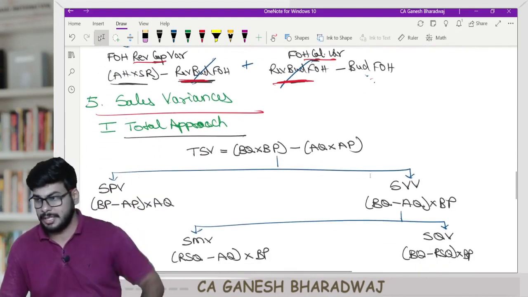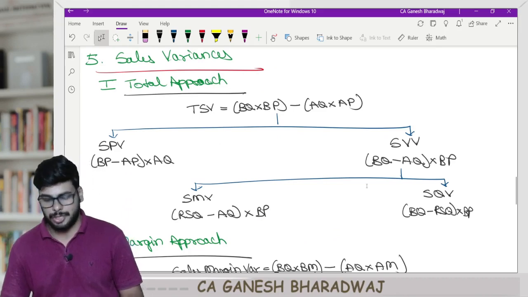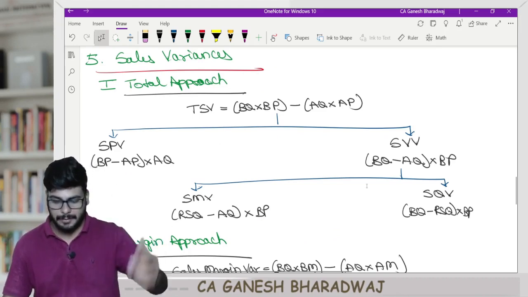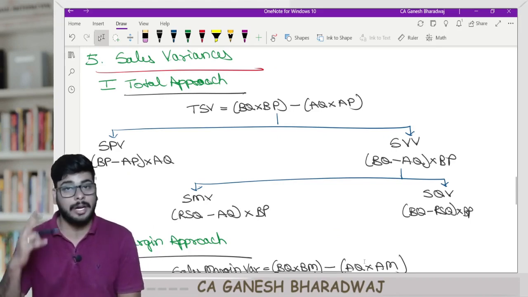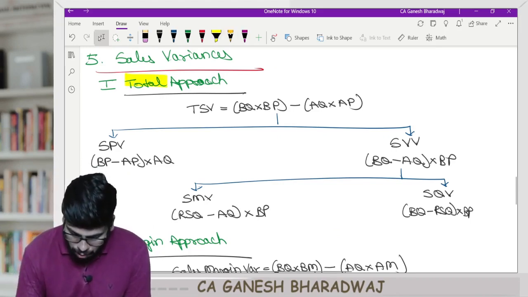That's about the 4 cost side variances. Now let's move on to the next one, which is called the sales side variances. The sales variances. Number 1, sales variance can be done under 2 approaches. One is called a total approach.